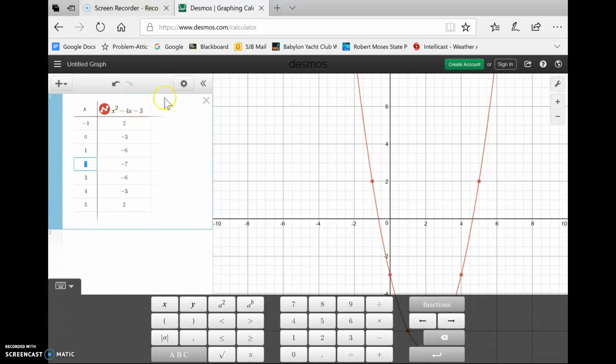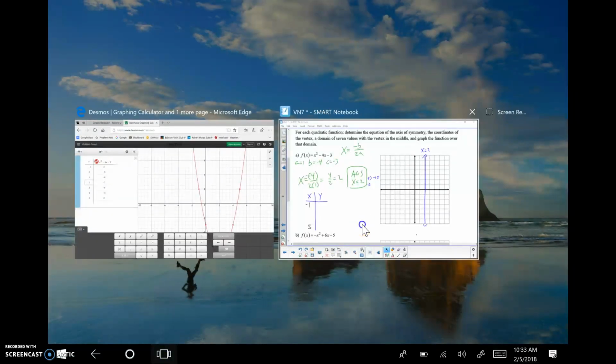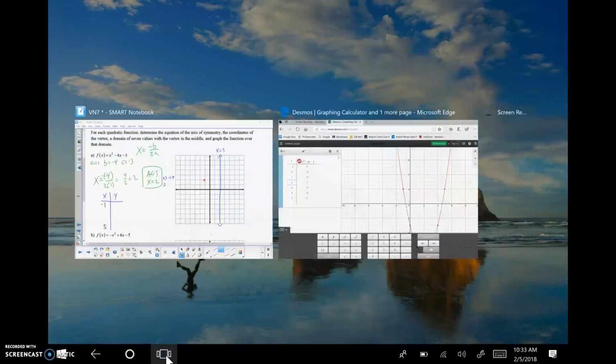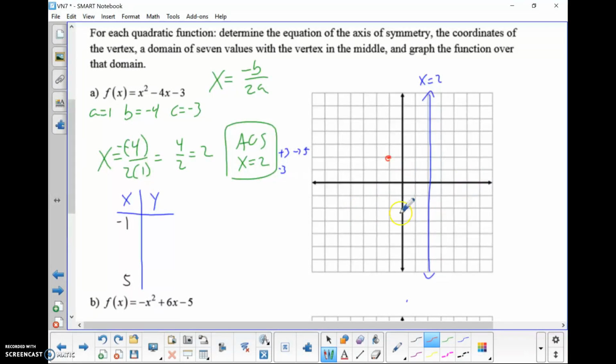So let me try to plot these points. Sorry, it might be a little sloppy. So negative 1, 2; 0, negative 3; 1, negative 6; and then 2, negative 7. Notice that my vertex is on the axis of symmetry, and then my pattern repeats back up the other way. And I'm getting all these values just from the table in my calculator. This is going to be super sloppy because I'm doing it with the mouse instead of a pen. Sorry about that. Promise I'll get the pen back up and running for the next video.